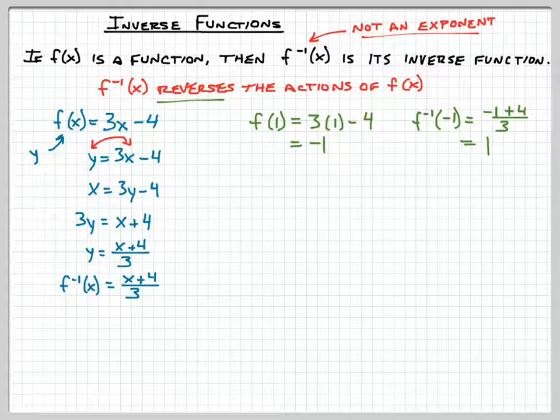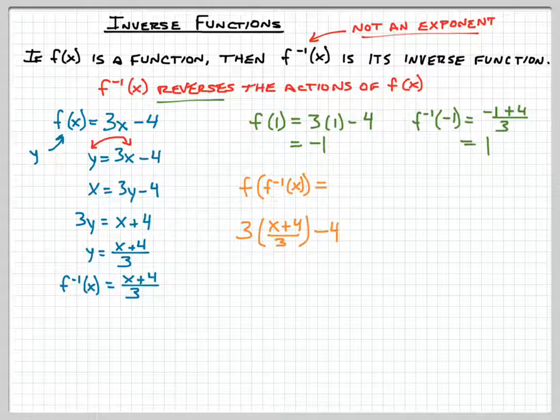Is there a way that we could write this in a general notation? Let's use our specific example of 3x minus 4 to write up our general formula. We have the composite of f with the inverse of f of x. The inverse is going to go inside the original function. So we have 3 times x plus 4 over 3, minus 4. The inverse function, x plus 4 over 3, went into the x placement in the original function. As we simplify, the 3's cancel out. We've got x plus 4 minus 4, and those 4's cancel out, and we're left with just x.